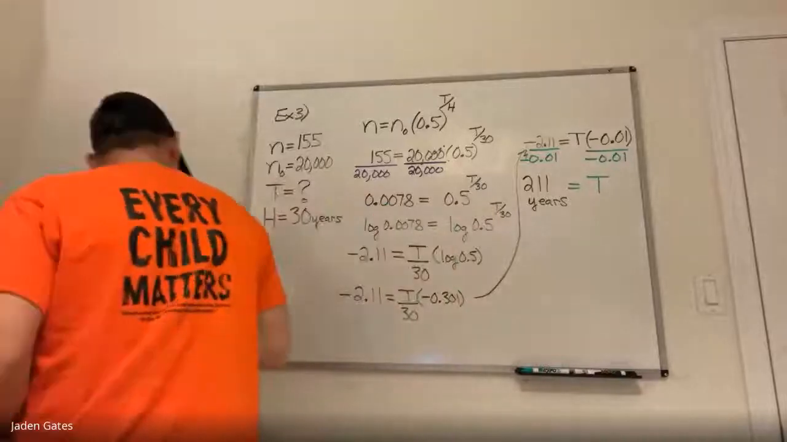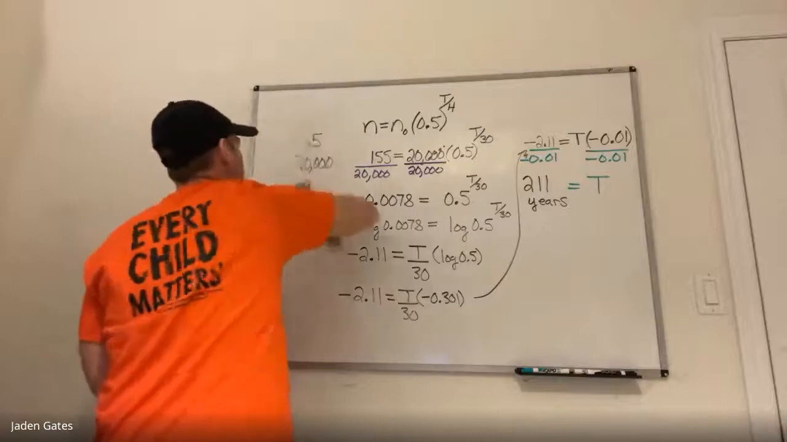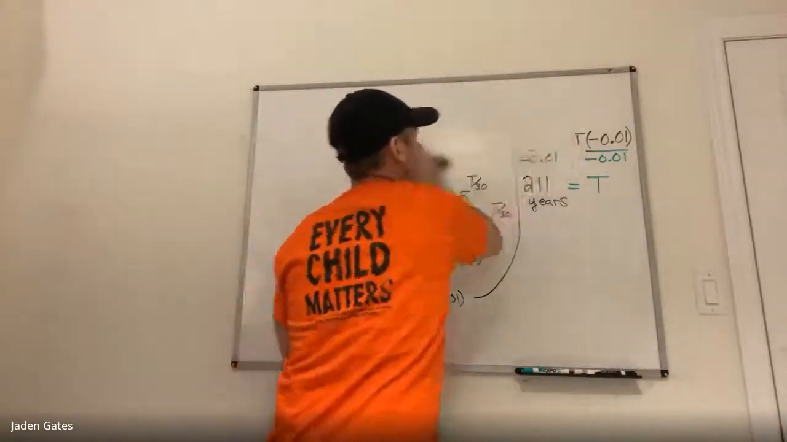All right, last example. That was a half-life formula. Now it's time to do a little doubling times. It's going the other way. Hopefully a nice, happier situation.